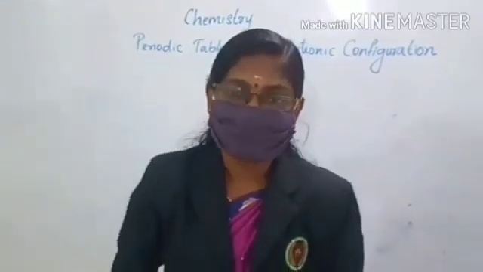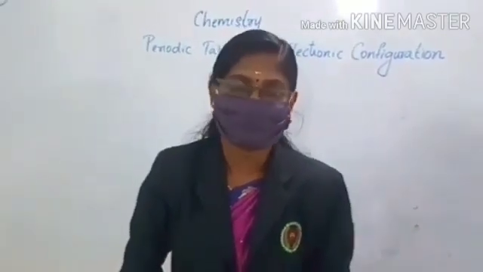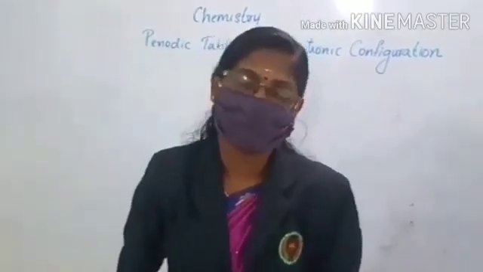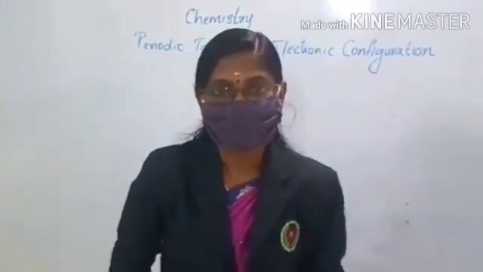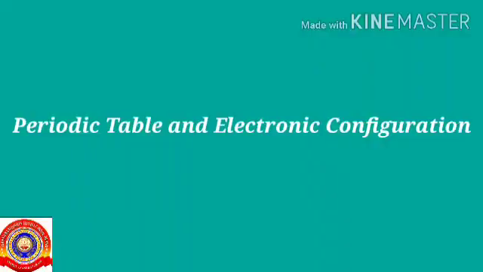This year we have to learn two parts of textbooks, part 1 and part 2. Part 1 has 4 chapters. The first chapter is periodic table and electronic configuration.